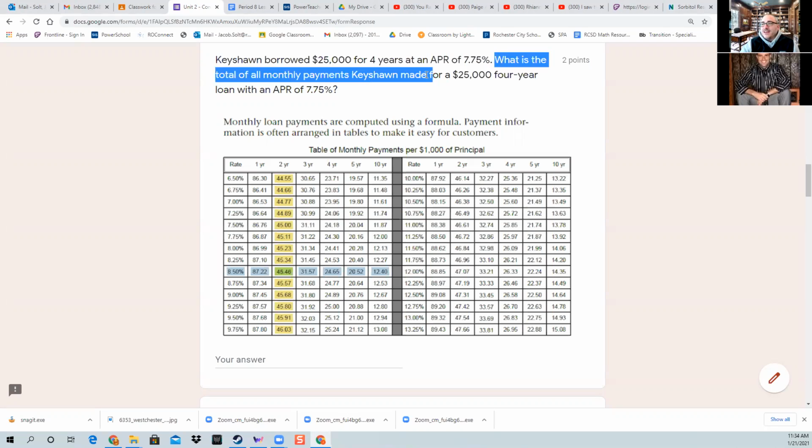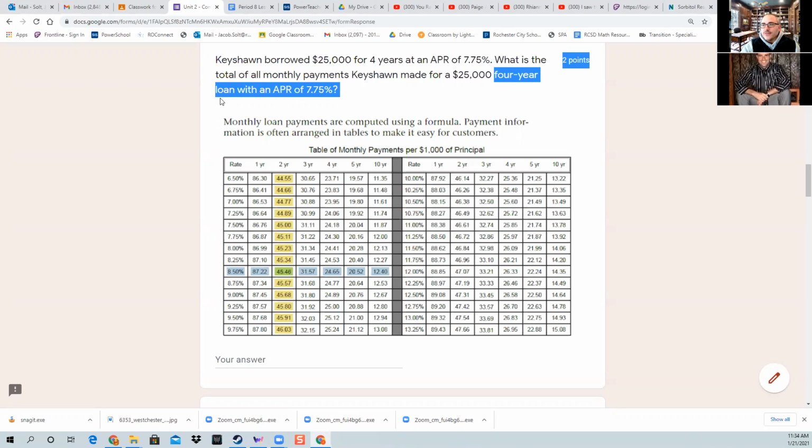So now we need to think, how many monthly payments are there in a 4-year loan? And there's two basic ways to go about this. I'll show you how I think about it. I take $607.50 and times it by 12 because I know there are 12 months in a year. And then I times that again by 4 because I know there are 4 years in this particular loan. That's one way to do it.